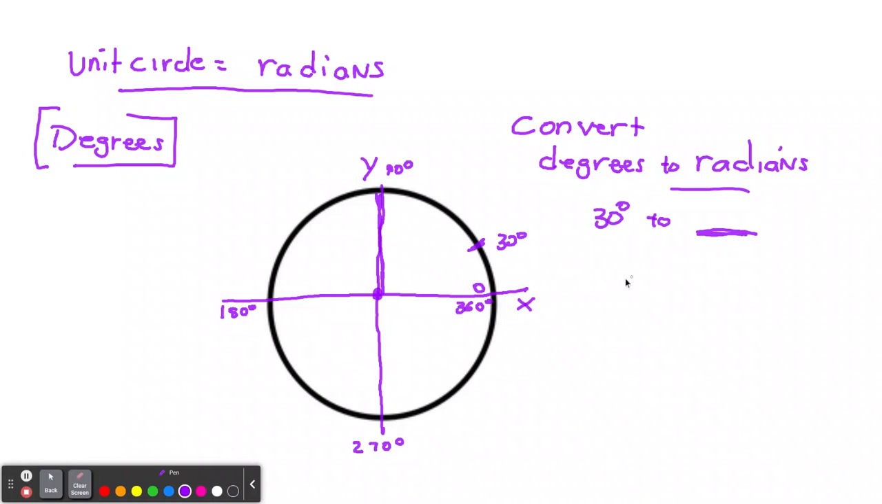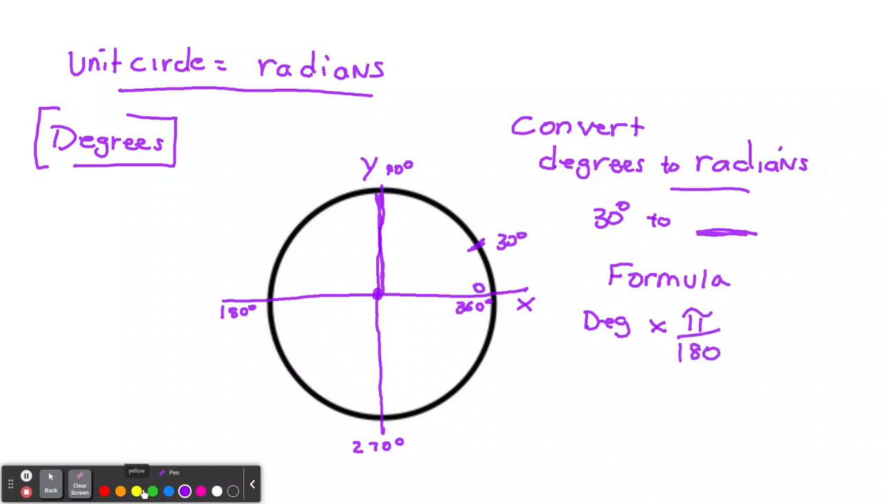And here's the formula. I'll give you the formula. The formula is you're going to take whatever the degree is, and you're going to times it by pi over 180. Pi over 180.